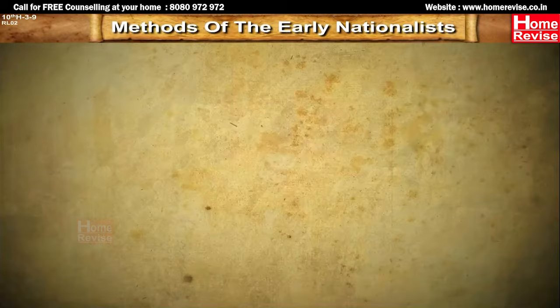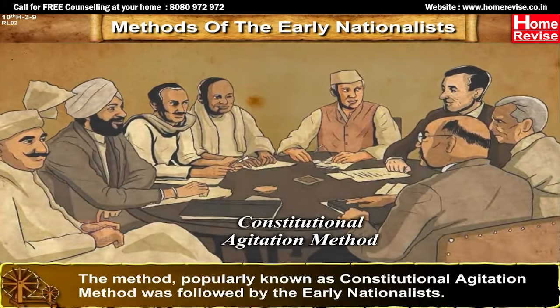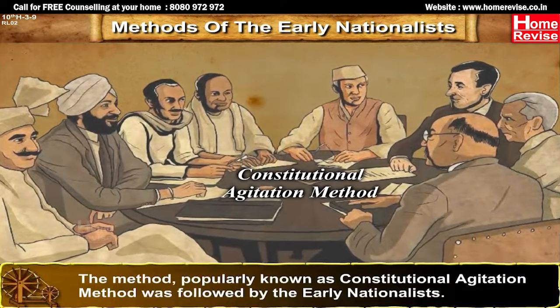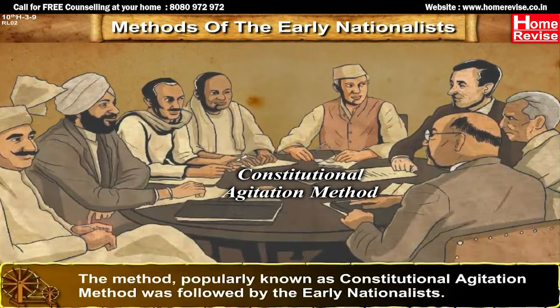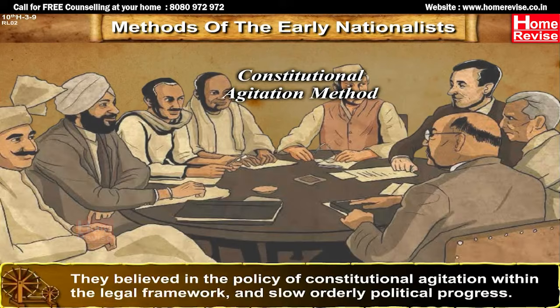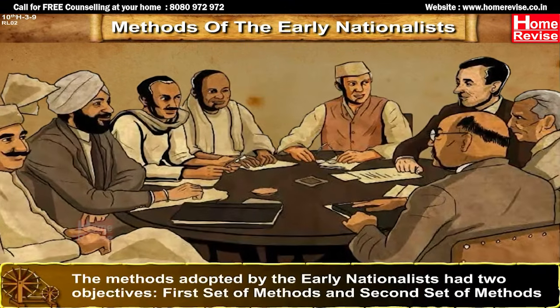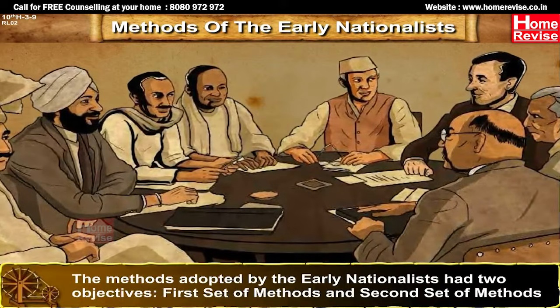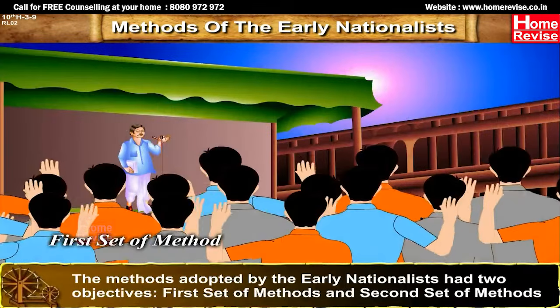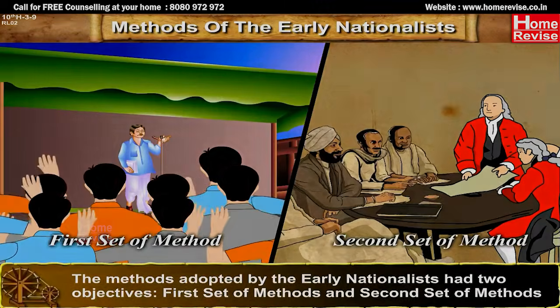Methods of the early nationalists. The method, popularly known as constitutional agitation method, was followed by the early nationalists. They believed in the policy of constitutional agitation within the legal framework and slow, orderly political progression. The methods adopted by the early nationalists had two objectives. First set of methods and second set of methods. Let's see these in detail.